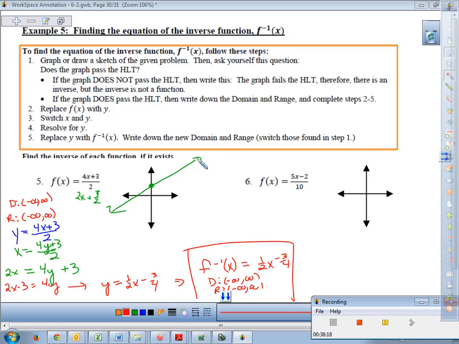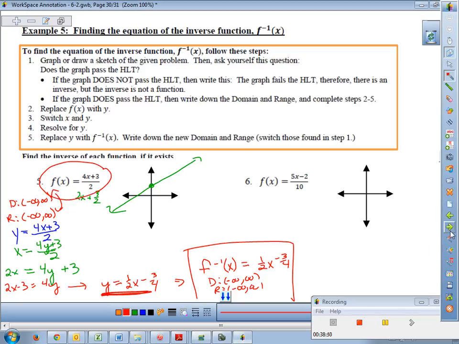Yes, it passes the horizontal line test, so domain as follows here. Change the old f of x to a y, pull a switch, solve for y. I got this: y equals 1/2 x minus 3/4. Got to change the old y to an f inverse though, and then the domain and range, pull the switch. Obviously they're the same thing, so you still write the same thing on that. This is how to get the equation of the inverse.